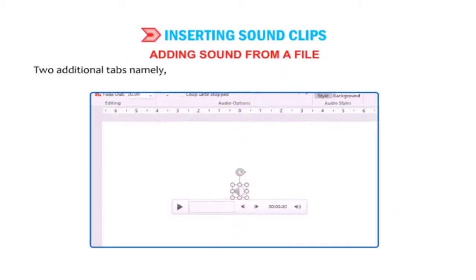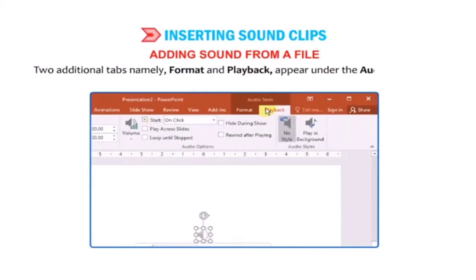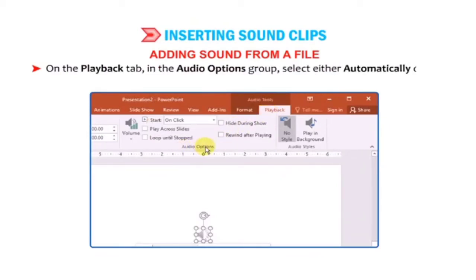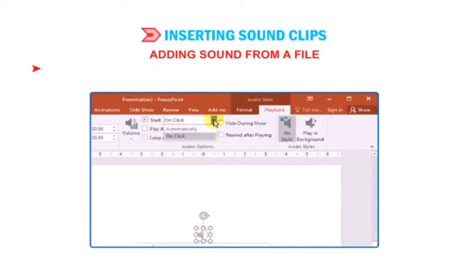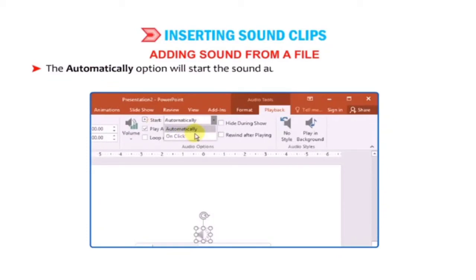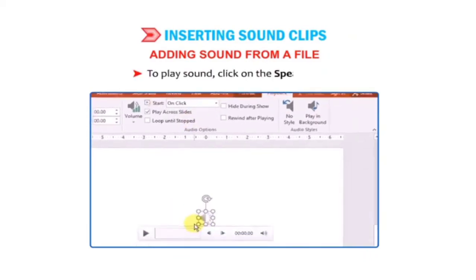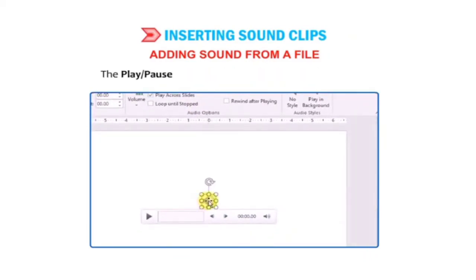Two additional tabs, namely Format and Playback, appear under the Audio Tools tab on the ribbon. On the Playback tab in the Audio Options group, select either Automatically or On-Click option from the drop-down list of the Start field. The Automatically option will start the sound automatically as soon as the slide appears in the slideshow view, whereas the On-Click option will play the sound only when you click the left mouse button. To play sound, click on the speaker icon. The Play or Pause tab appears right below the speaker icon.